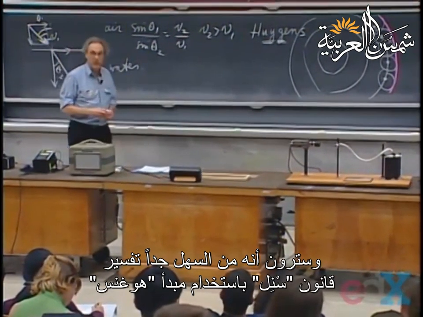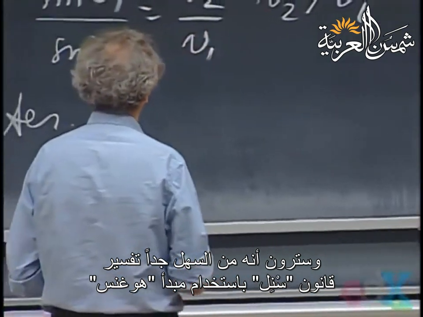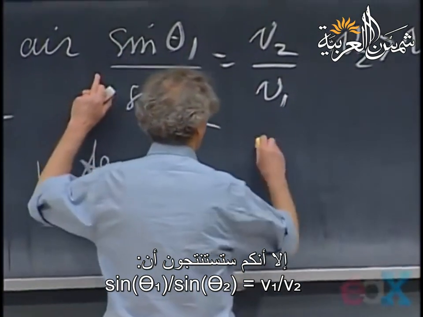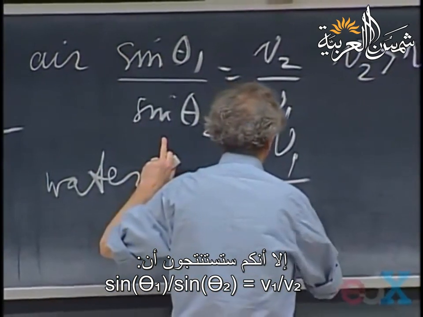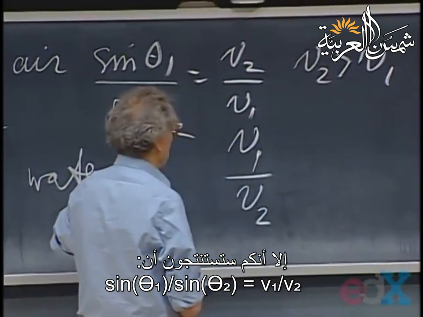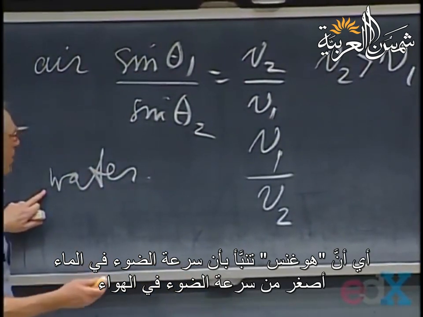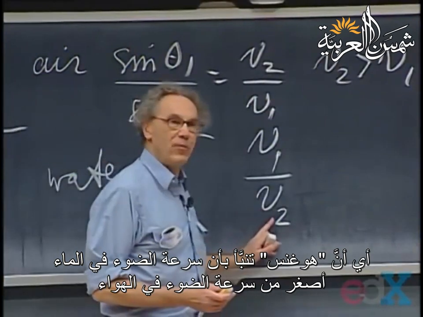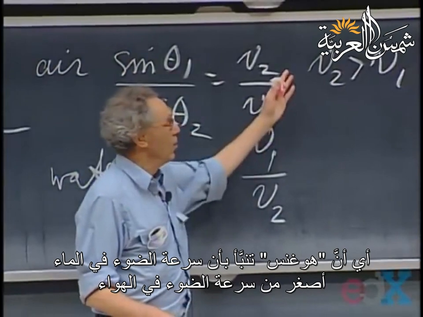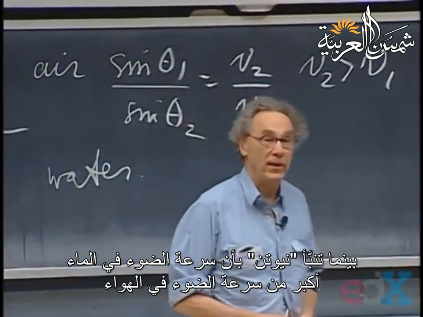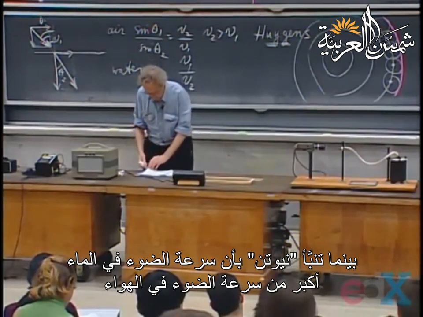And you will see that it is very easy to explain Snell's law with this principle, except that now you will conclude that the sine of theta 1 divided by the sine of theta 2 is V1 divided by V2. And therefore, Huygens predicted that the speed of light in water is lower than the speed of light in air, whereas Newton predicted that the speed of light in water would be higher than the speed of light in air.